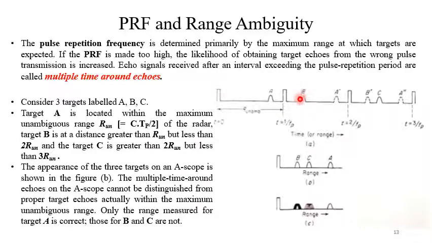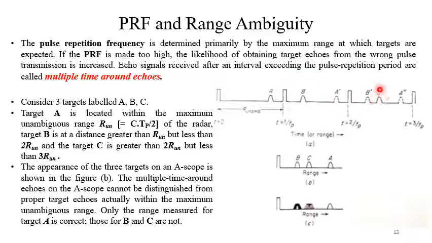But if we consider this B target, the distance of this B target is such that after transmitting this current pulse, the radar receiver will receive the echo of B, but that echo is not due to the current pulse. Actually, it is the echo coming from the previous pulse.